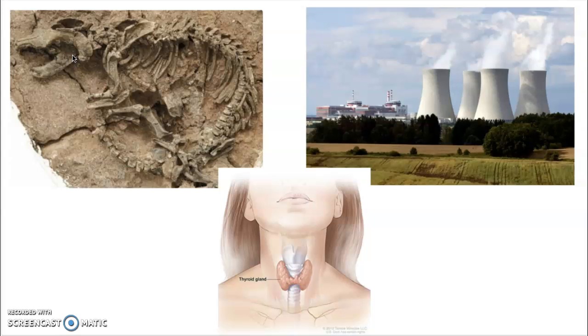Before we begin, I just want to ask you a fun question. What does the age of a fossil, nuclear power plants, and your thyroid gland all have in common? The answer is that in order to determine the age of a fossil, in order for a nuclear power plant to operate, and in order for your thyroid gland to function as it should, it all requires what is called an isotope. And today we are going to look at what isotopes are.